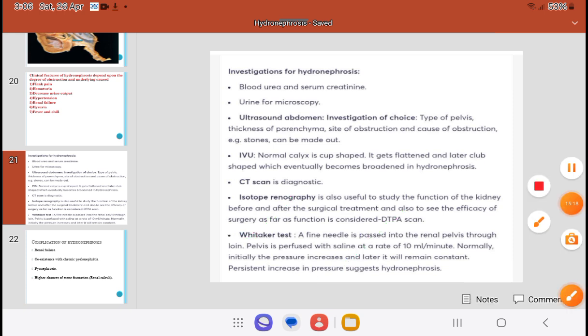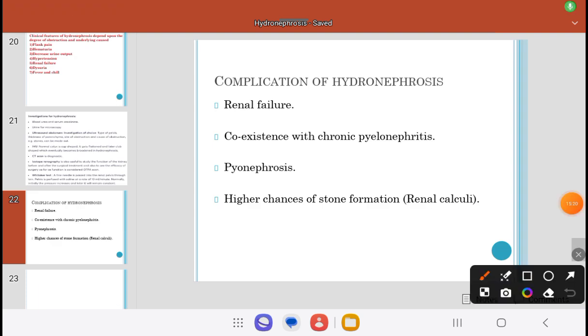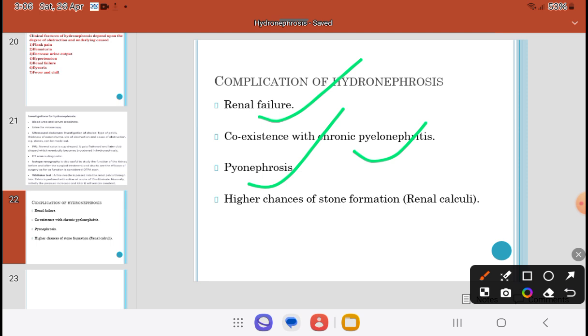Simple. And a patient with hydronephrosis shows the following complications like renal failure, chronic pyelonephritis, pyonephrosis, and a high chance of renal stone formation, meaning renal calculi.